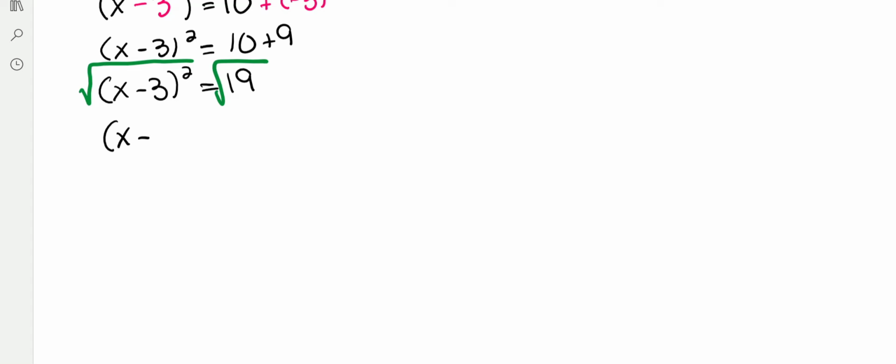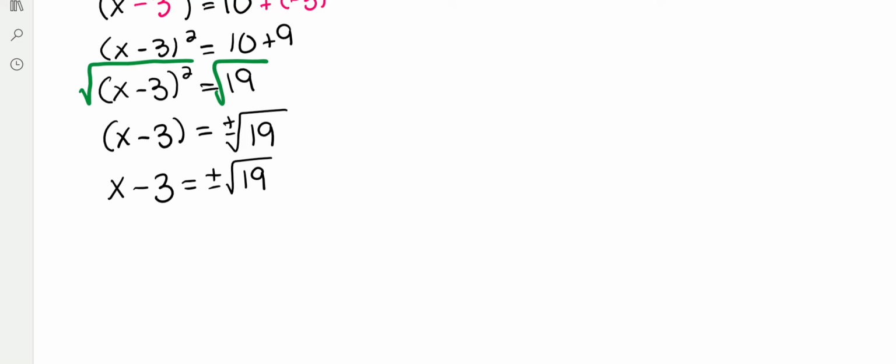So we're going to end up with x minus 3 equals, when I look at 19, I first ask myself, is there a perfect square in 19? And there's not. So we're just going to end up with plus or minus the square root of 19. Let me rewrite it without the parentheses. X minus 3 equals plus or minus the square root of 19. Now at this point, we can get x by itself. I'm simply going to add 3 to both sides. All I'm doing is algebra, nothing fancy here. So I'll have 3 plus or minus the square root of 19. And that turns out to be my answer.